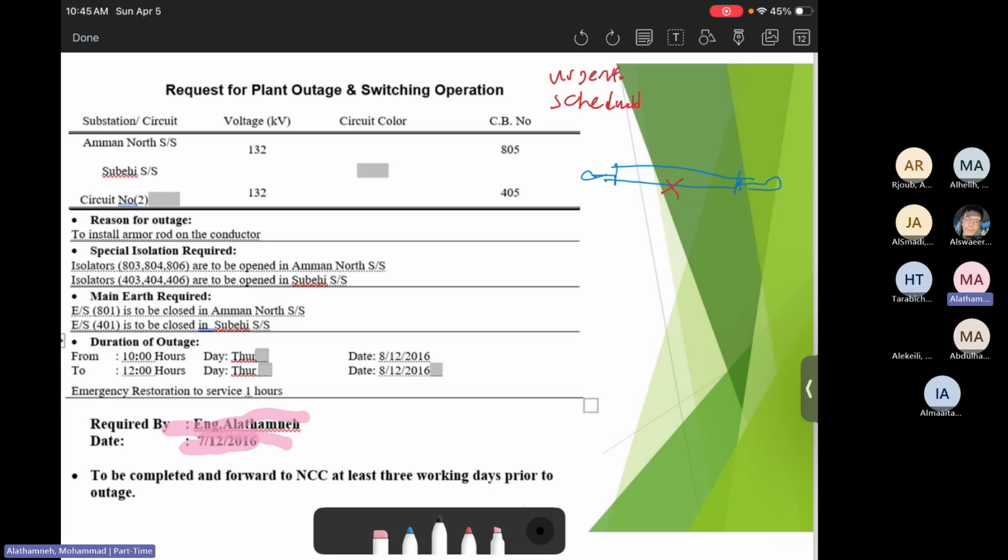Therefore, they will look at what you need to do. What's the point? Is it urgent or scheduled? The other thing, they will look at the time of the day. For example, this one is scheduled on Thursday between 10 o'clock a.m.